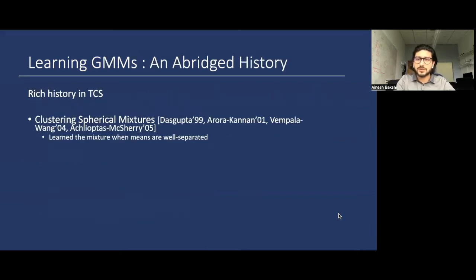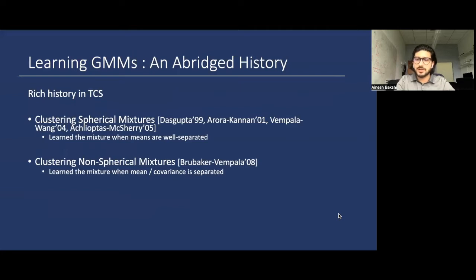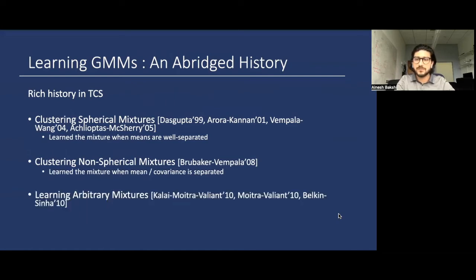Let me now discuss some prior work on the non-robust version of learning Gaussian mixtures. This problem has a rich history in theoretical computer science and theoretical machine learning, dating back to the work of Dasgupta in 1999. The initial set of algorithms learned the mixture when each pairwise mean was well separated. Next, in around 2008, Brubaker and Vempala gave an algorithm to learn the mixture when the means or the covariances were separated. Finally, in a set of breakthrough works by Kalai, Moitra, Valiant, and Belkin and Sinha in 2010, gave algorithms to learn the arbitrary mixture of Gaussians problem. That is, solve the problem that I mentioned on the previous slide without any assumptions on the input. These results are based on exploiting the algebraic structure of the problem, and in particular, exploiting the polynomial relationship between Gaussian moments.